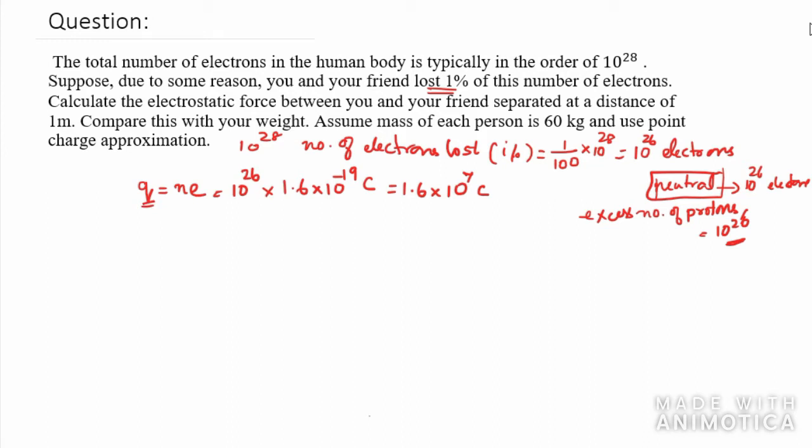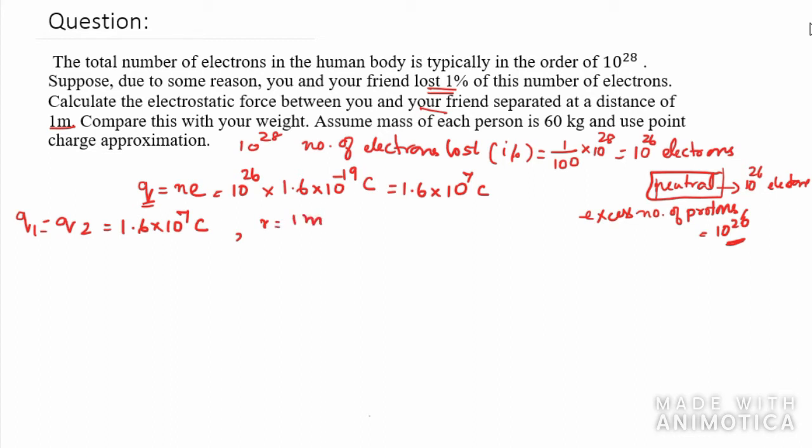There are two persons, you and your friend. If you take the charge on you as Q1 and the charge on your friend as Q2, then Q1 is equal to Q2, that is equal to 1.6 into 10^7 coulombs. The charges on both persons are the same and the distance between them is 1 meter, as given in the question. So r is equal to 1 meter.